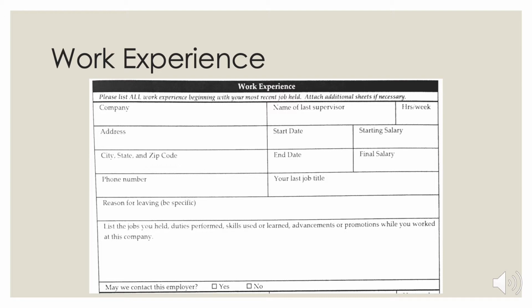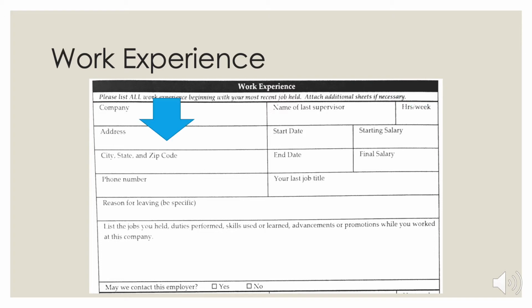This section wants to know about your previous work history. You would start with the company that you currently work for or that you have worked for the most recently. The first box wants to know the name of the company. Next, what was the name of the last supervisor or manager you had while you worked there? When you were working, how many hours did you work during the week? If you did not have a consistent or steady schedule, come up with an average and put that in this box.